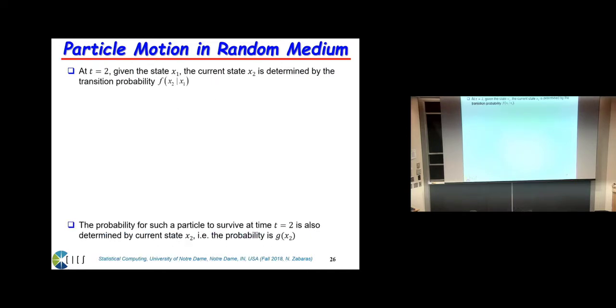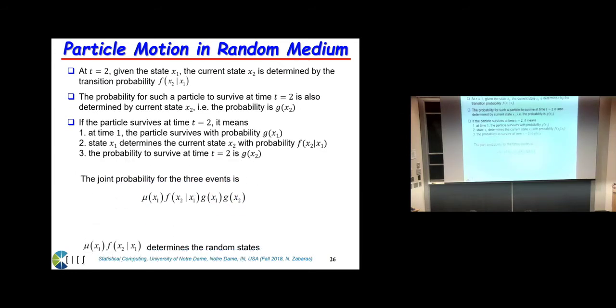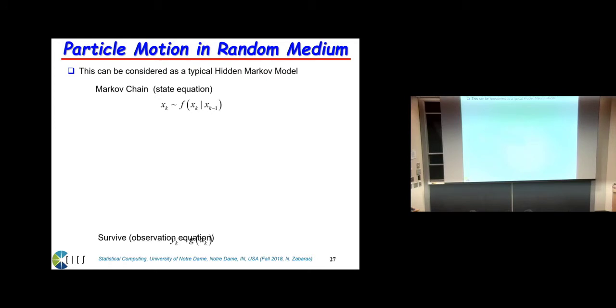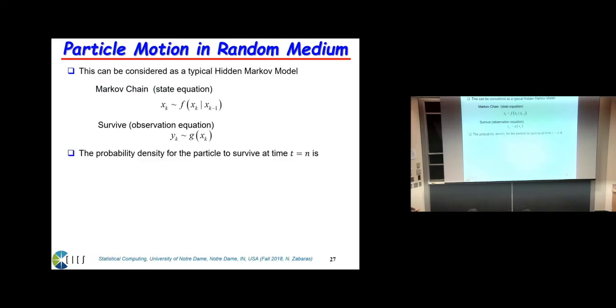So what's the answer? I wanted just the answer only. Basically, given the states, this is the probability that it survives at time 2, and we have to average these things with respect to x1 and x2, taking an integral with respect to x1 and x2. Let me give you the final result up to time n.